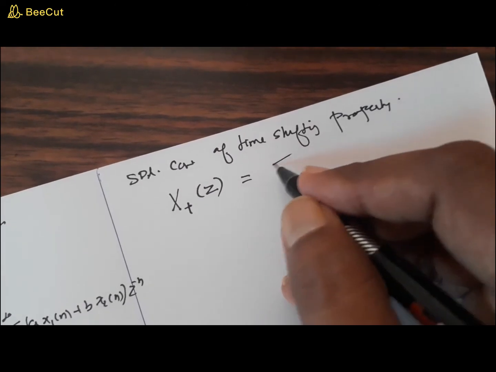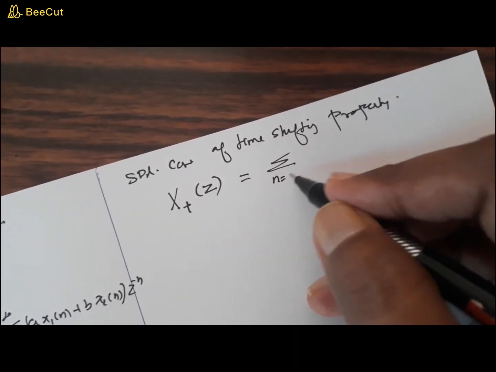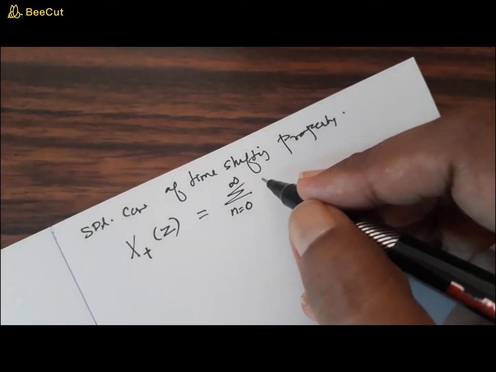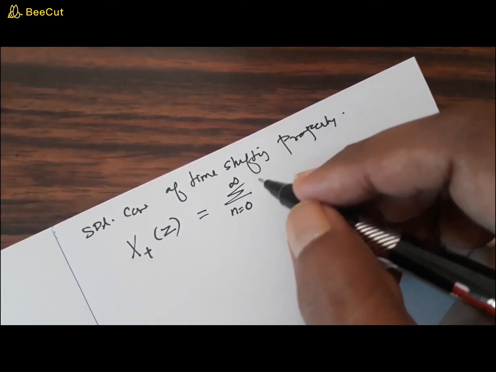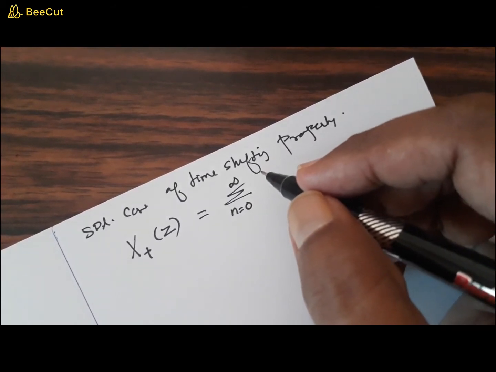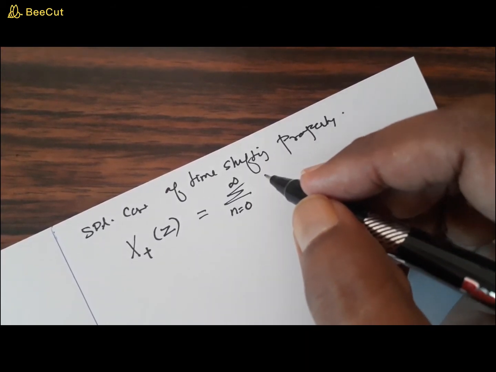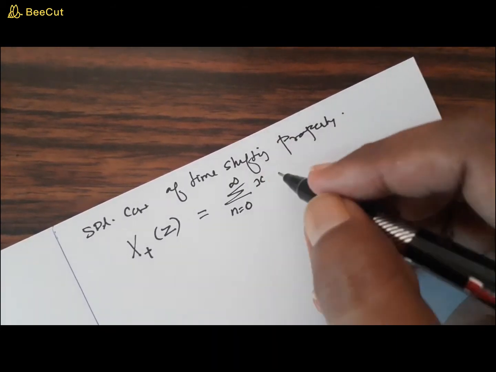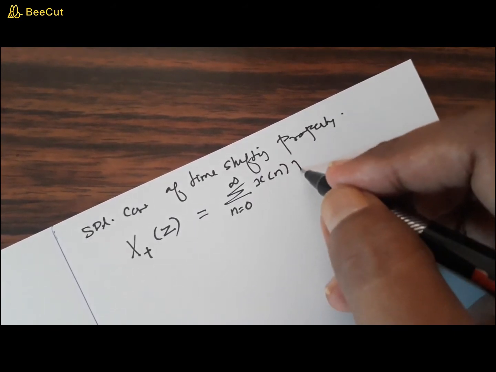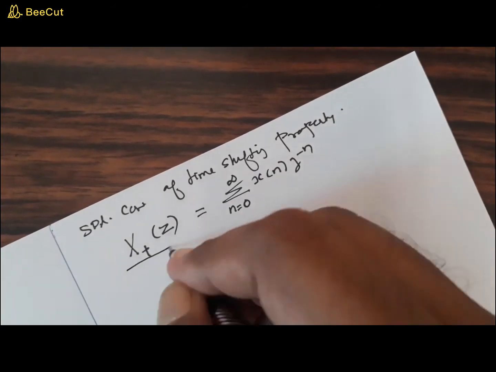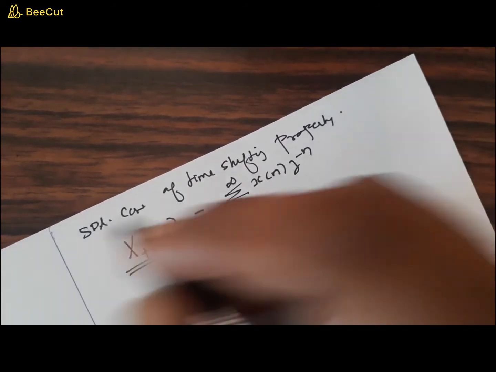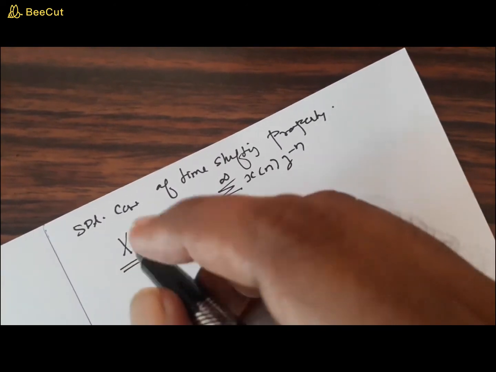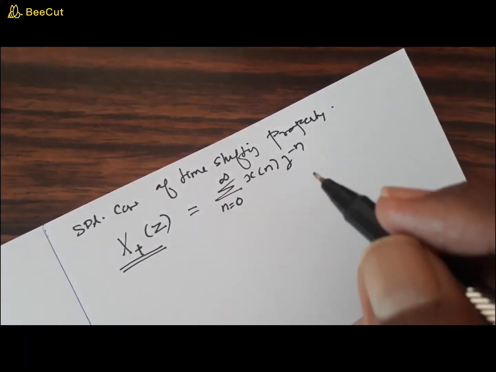So if it considers only the causal sequence, that is, if X of z is considering only positively defined time domain signals, that means obviously n varies from 0 to infinity. This is actually called a unilateral z transform. It is designated as X plus of z.